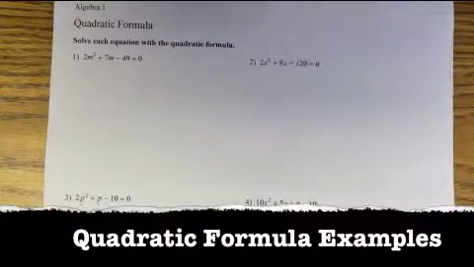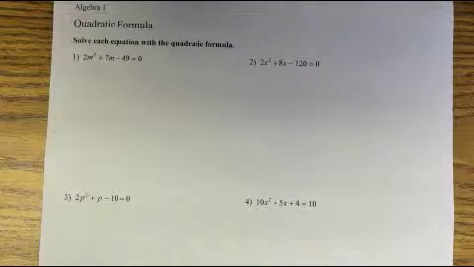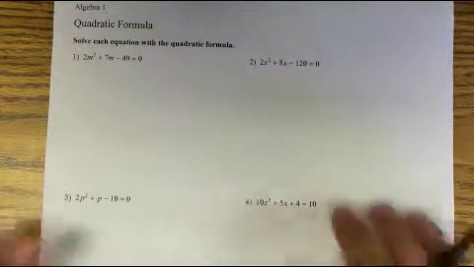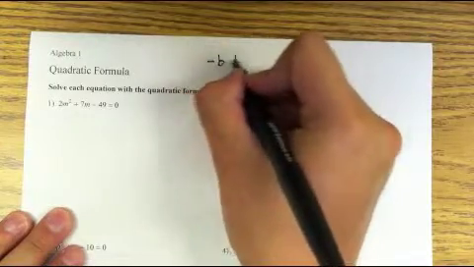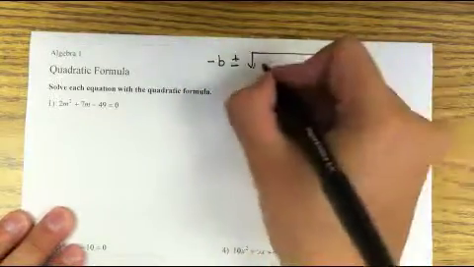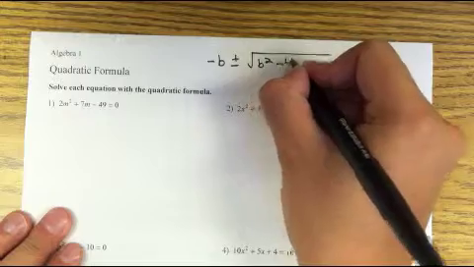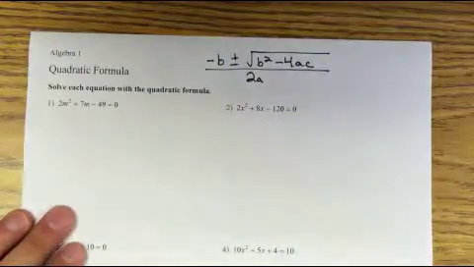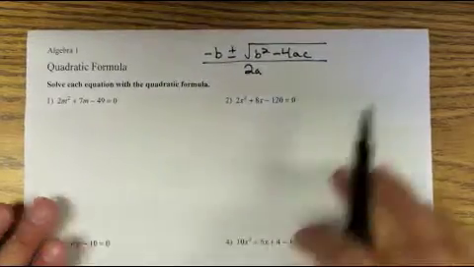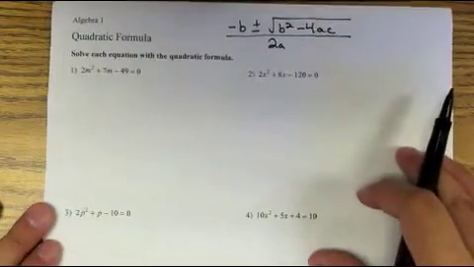All right, guys. Today we're going to be solving these using the quadratic formula. I'm going to put it at the top of the page again. Once again, what is it? Negative b plus or minus the square root of b squared minus 4ac all over 2a. Okay? Cool. All right, let's look at the first problem.